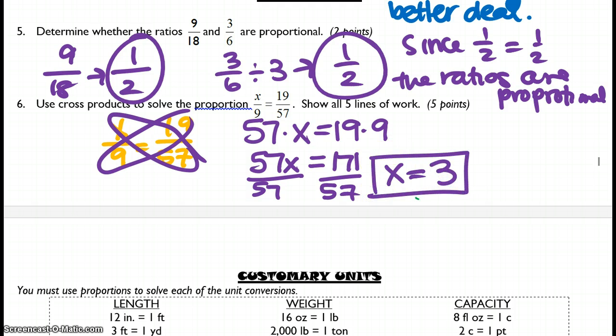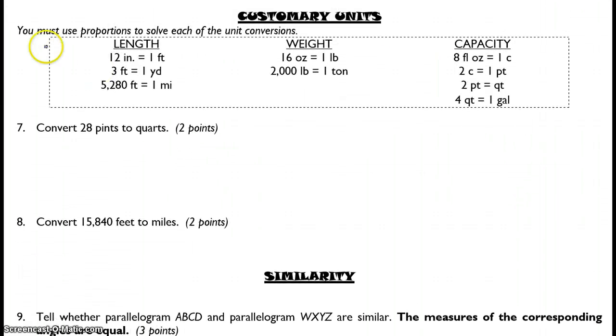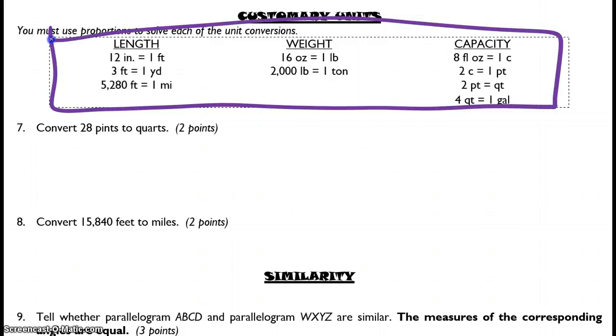Cross products. Number 7, we're doing customary units. This chart will be on your test. You do not need to memorize this chart, okay? But you do need to know how to convert these units using proportions. I don't want to see any random division marks. I need to see you set up the proportions correctly.